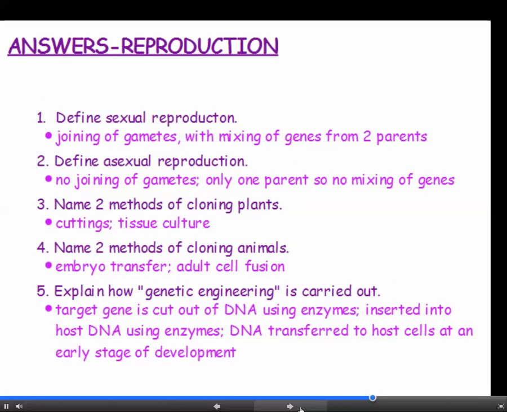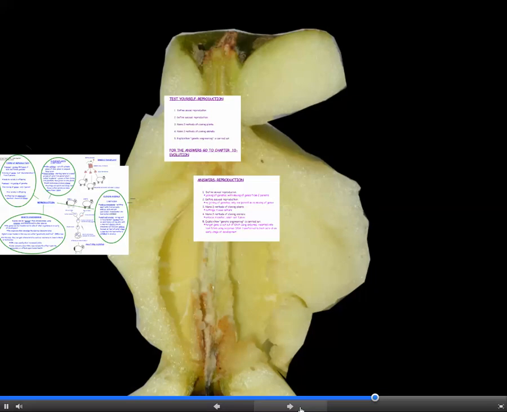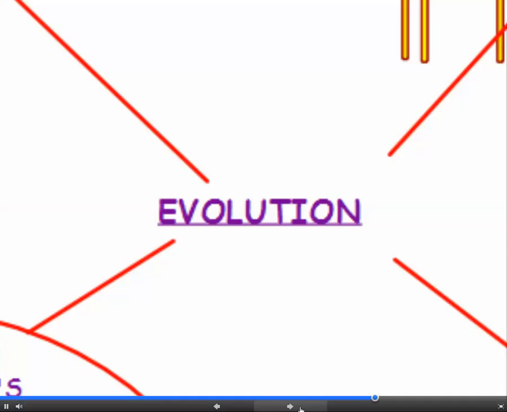Okay, so here are the answers to the questions at the end of the previous chapter. So why don't you pause the video while you tick them off, and you can carry on with the next chapter, which is evolution.